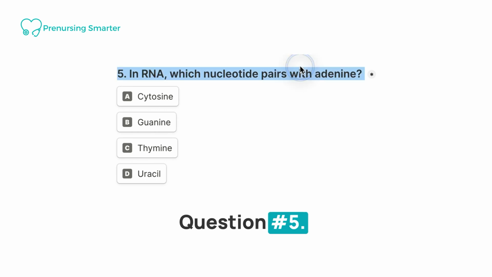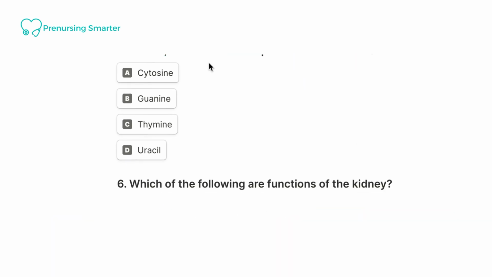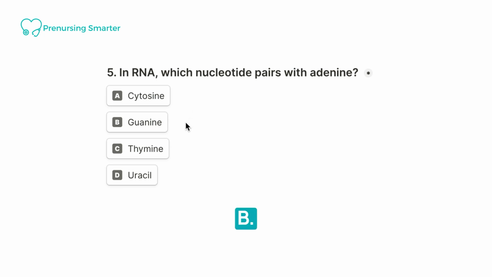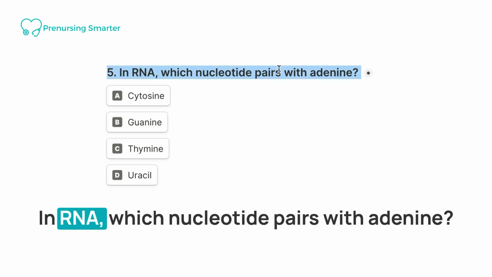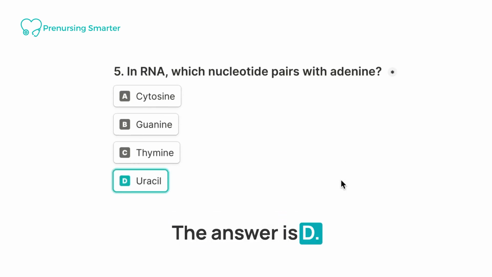Question 5. In RNA, which nucleotide pairs with adenine? A, cytosine, B, guanine, C, thymine, D, uracil. In RNA, which nucleotide pairs with adenine? The answer is D, uracil.